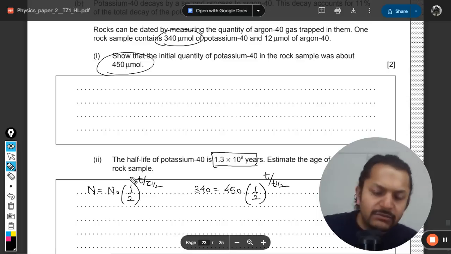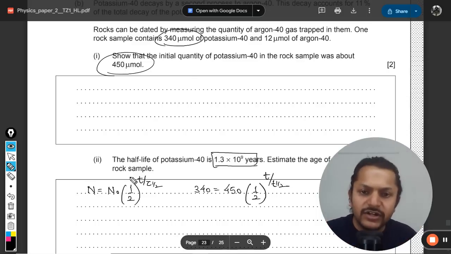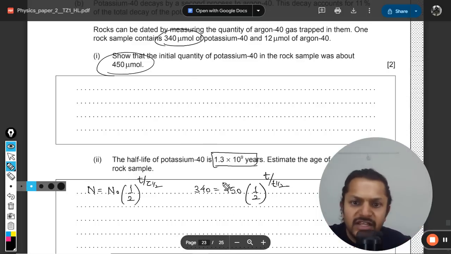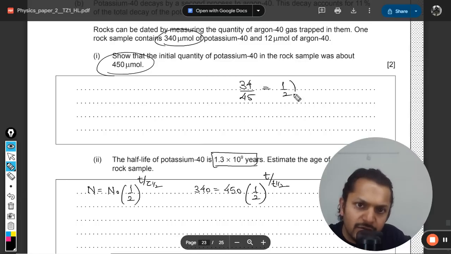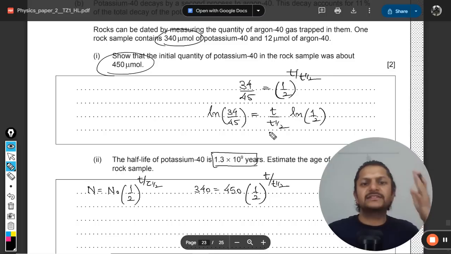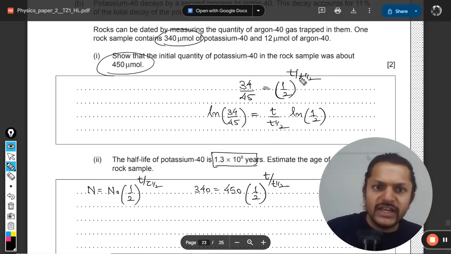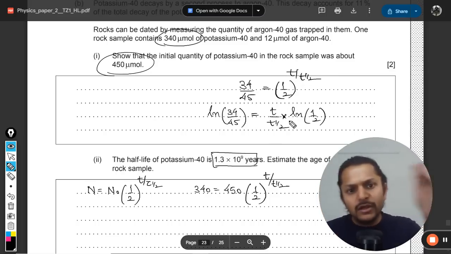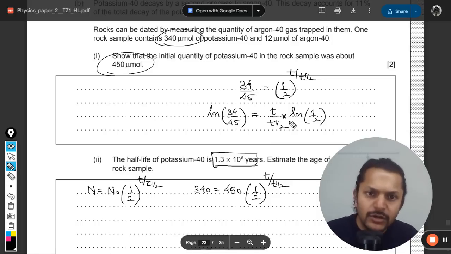So we would be using the logarithm now, and by using your calculator, you can clearly find this. With the help of logarithm, 340 divided by 450 is equal to half raised to power t divided by t half. You take log on both sides, because this is the power, the exponent, that will be multiplied with the logarithm of 1 by 2. By using this equation, t half value is given to you. You substitute this value here, and we can find t.